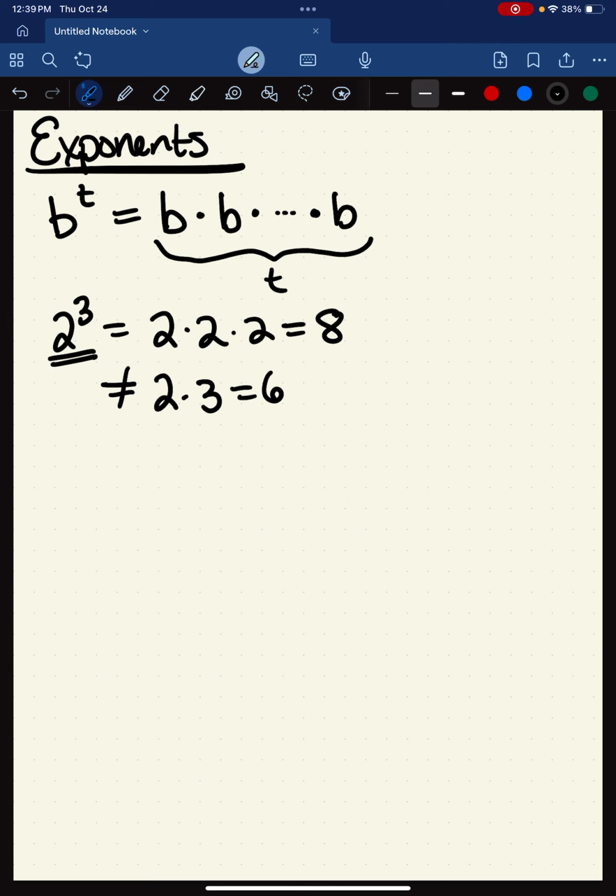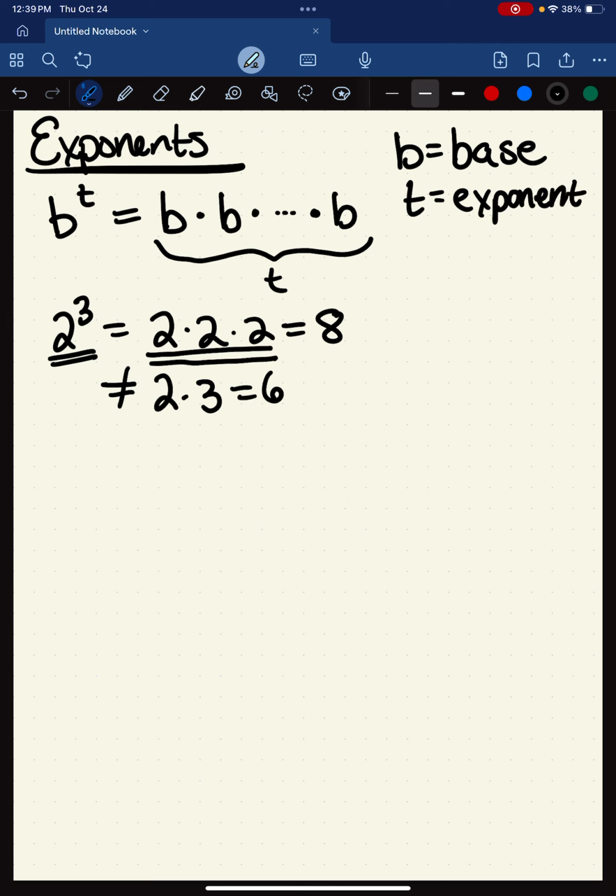I would highly recommend whenever you see something like this, you just go ahead and write out your expression every single time. That way you don't forget. That's how I learned it, and it was very helpful for me. So terminology, b is called the base, which is why I called it b. And then t is the exponent. I use t to represent the number of times, but it's called the exponent.